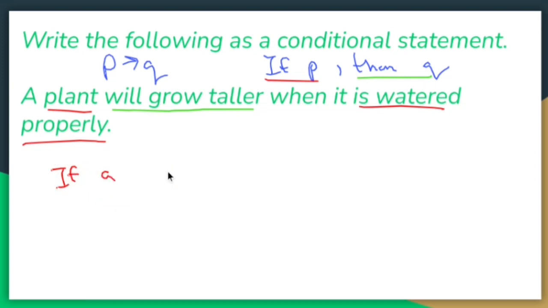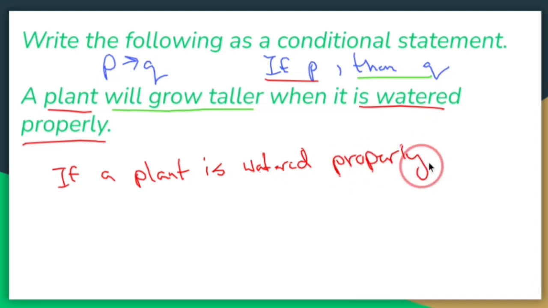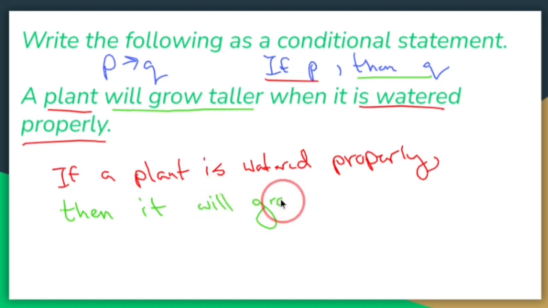If a plant is watered properly, comma, and let's change colors, then it will grow taller. What's important with these is this is just how I'm writing it out. You may have a teacher, or you may have a friend, or you may have a deity that might write it out differently. But this is how I'm wording it.